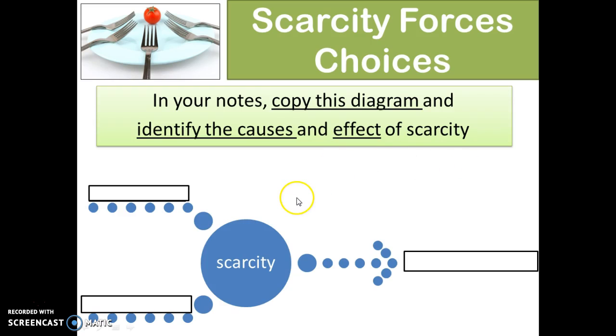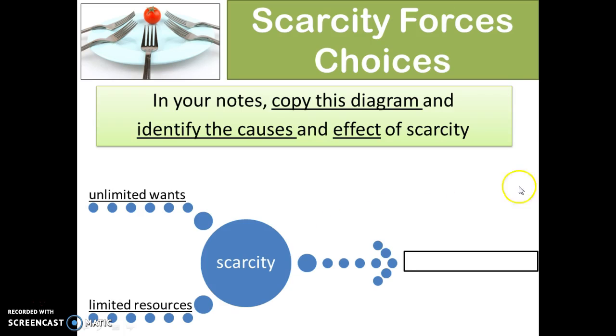Okay, let's take a look at the two causes of scarcity, unlimited wants and limited resources. Again, the condition that results from these two factors creates scarcity. What we're going to do next is look at the results or the effects of scarcity, and that's that it requires us to make choices. We want a lot of things, but we can't have everything because we don't have all the resources. Therefore, we have to make choices.